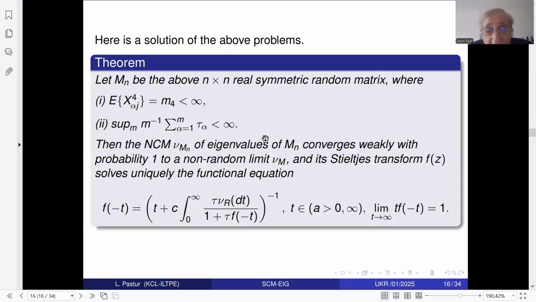And you can ask me why I wrote them in different places. Because, as I said, the conditions of the theorem written here, I wrote them to make the proof simple for my lecture. In fact, neither of these two conditions is necessary.